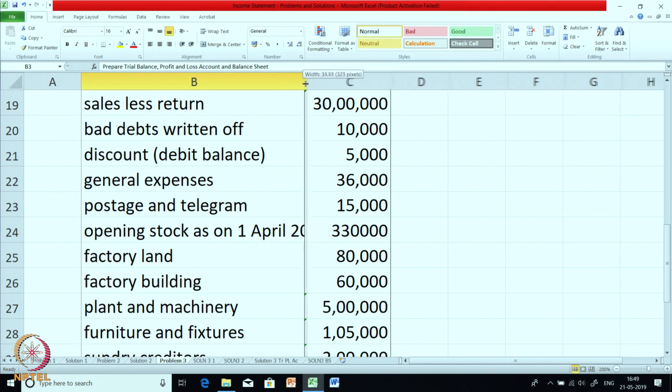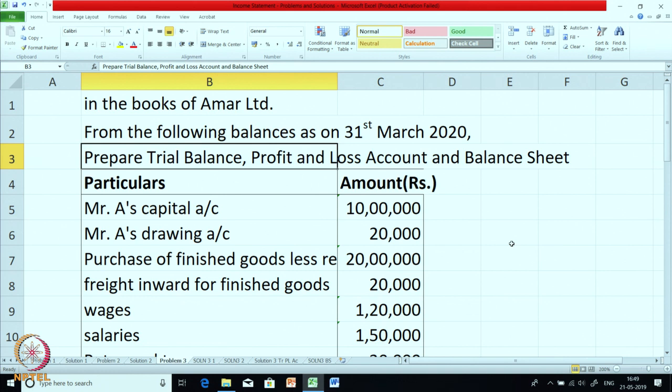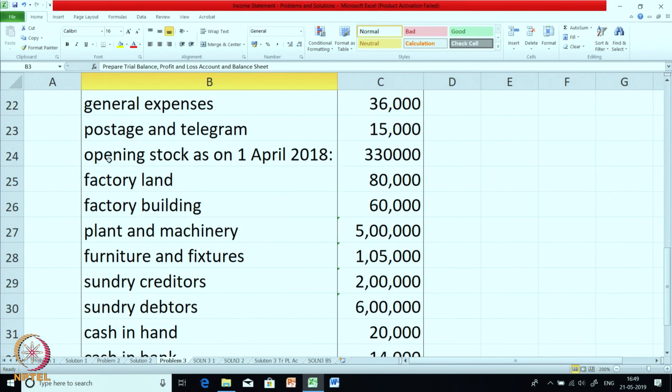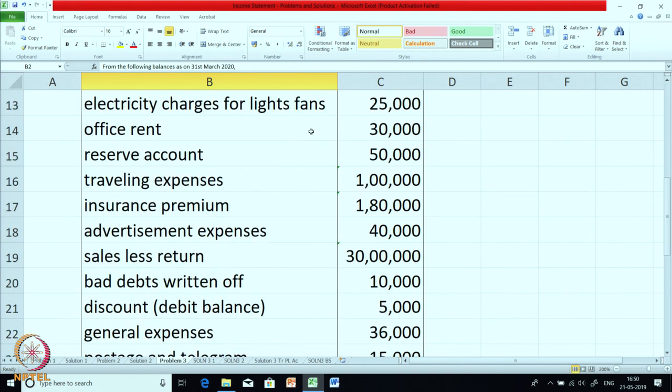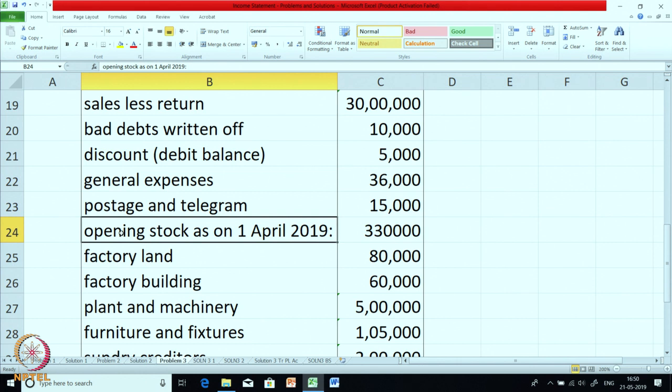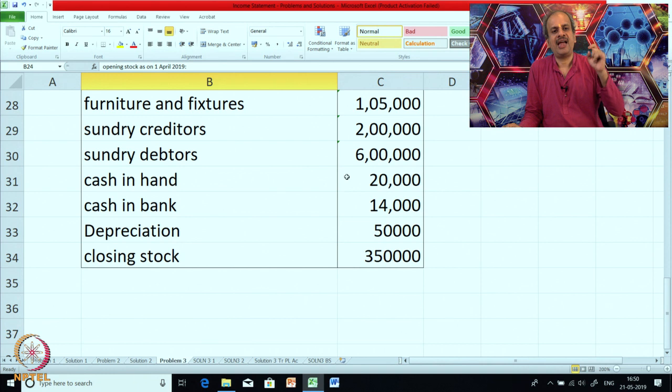Okay, so for this list of balances now, please take a printout. For all the cases I have been telling you that based on this printout, prepare the solution yourself and then check with my solution. There is a small error here. Because we are given balances on 31st March 2020, this opening stock must be on 1st April 2019. By typo error it was shown as 18, so I have now corrected it. Now please correct it in your sheet also, and with these balances first make a trial balance. Okay.